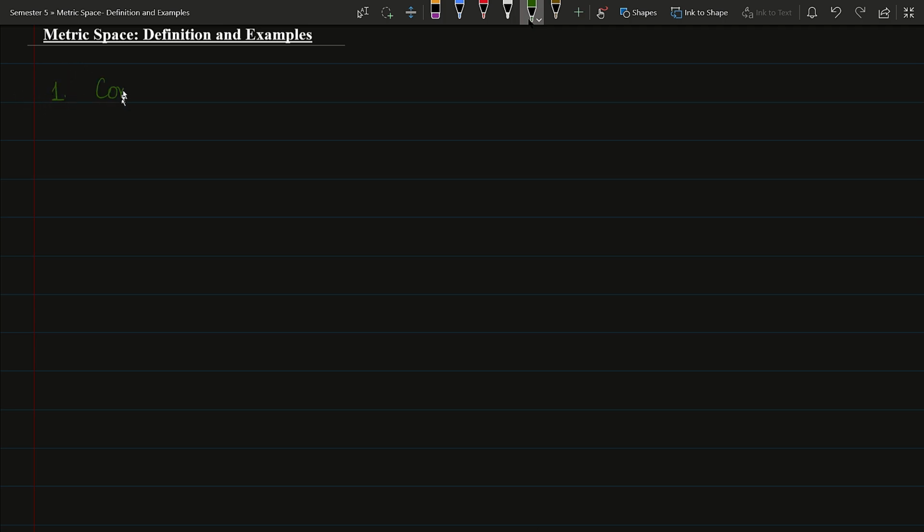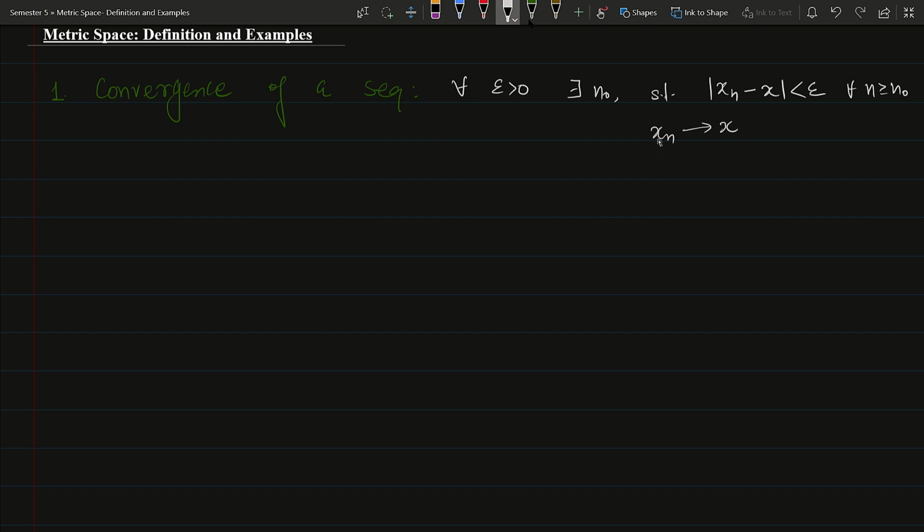Convergence of a sequence, then we know the definition. I'm talking about the epsilon definition. Okay, so what we say, if for all epsilon positive there exists some n naught such that we have that |xn - x| is less than epsilon for all n greater than or equal to n naught, right? Then we say this xn is converging to x. Of course this xn represents the sequence. Okay, now here we have this function. Let me also point out this particular function.